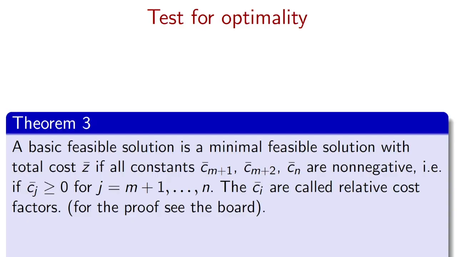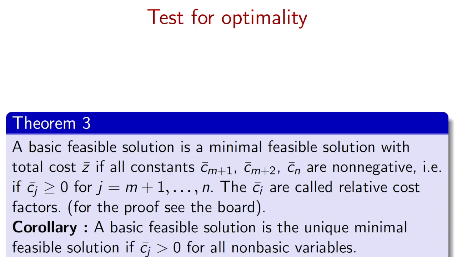For optimality, we need theorem number 3. A basic feasible solution is a minimal feasible solution with total cost z bar if all the constants c_m+1 until c_n are non-negative. That means if c bar j is greater or equal to 0 for j from m plus 1 to n. They are called relative cost factors. I will show you the proof of this theorem in a while.